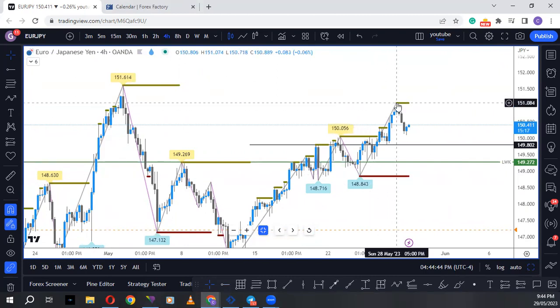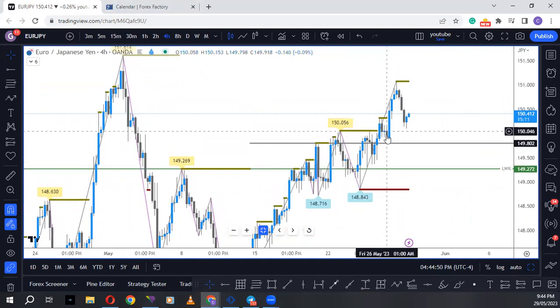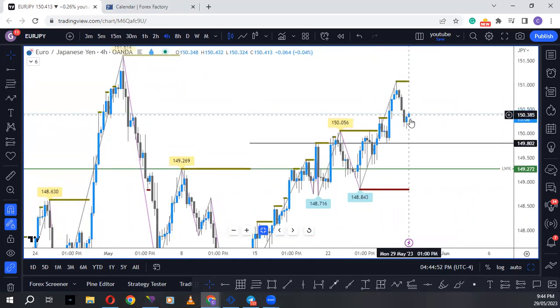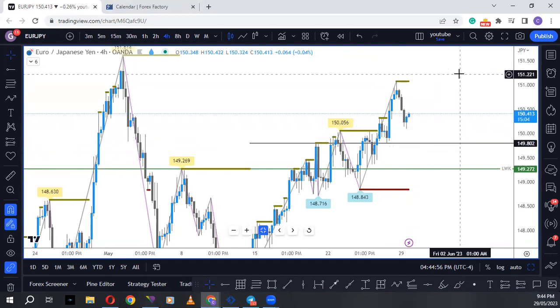If we go down to the 4-hour time frame, 148.84 to this high at 151.08 is your dealing range. So you'll be waiting for price. There's another block here and this. At either of these levels, if price comes in there, then you look for bullish evidence to continue to the upside.